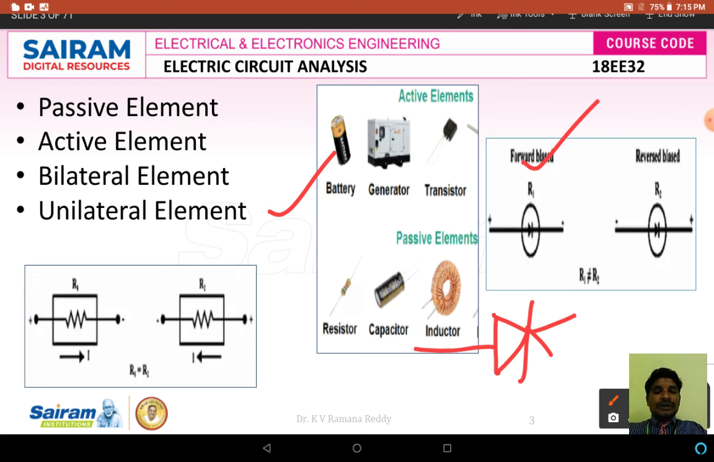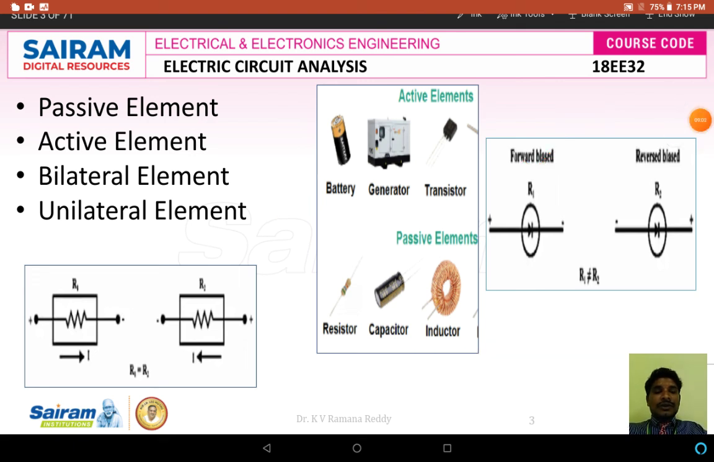Therefore, unilateral elements are those elements which have the capability to allow current only in one direction. The best example for unilateral elements is the diode. A diode allows current only in forward biasing condition, and won't allow current in reverse biasing condition. Hence these are the various types of elements in electrical circuits that we generally use.